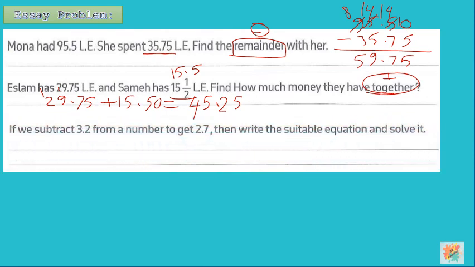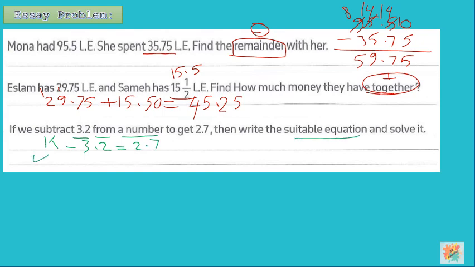The next question. If we subtract 3.2 from a number, this number maybe it's called, for example, k, x, anything. We subtract 3.2 from a number to get 2.7. Then write the suitable equation.